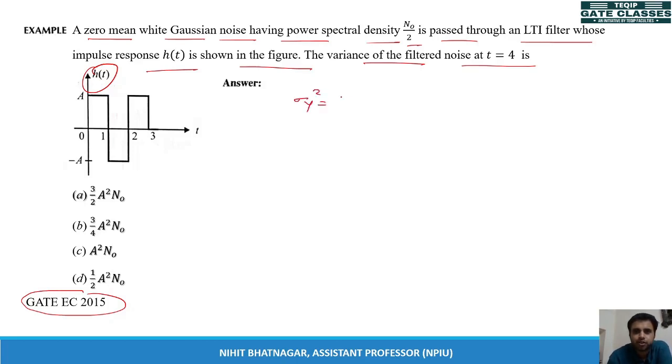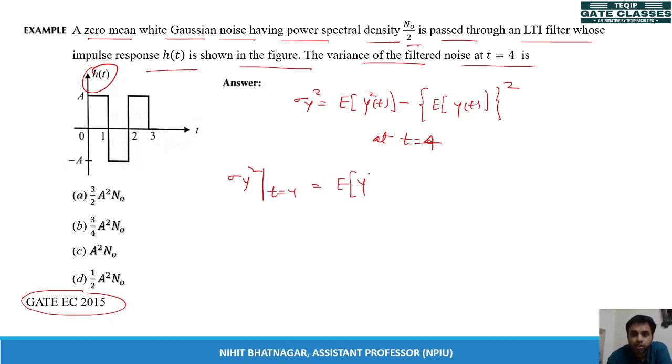sigma y square that is equal to expectation of y square t minus bracket expectation of y(t) at t equal to 4. So sigma y square at t equal to 4 becomes expectation of y square 4 minus bracket expectation of y(4) whole square. As it is given that it is zero mean.